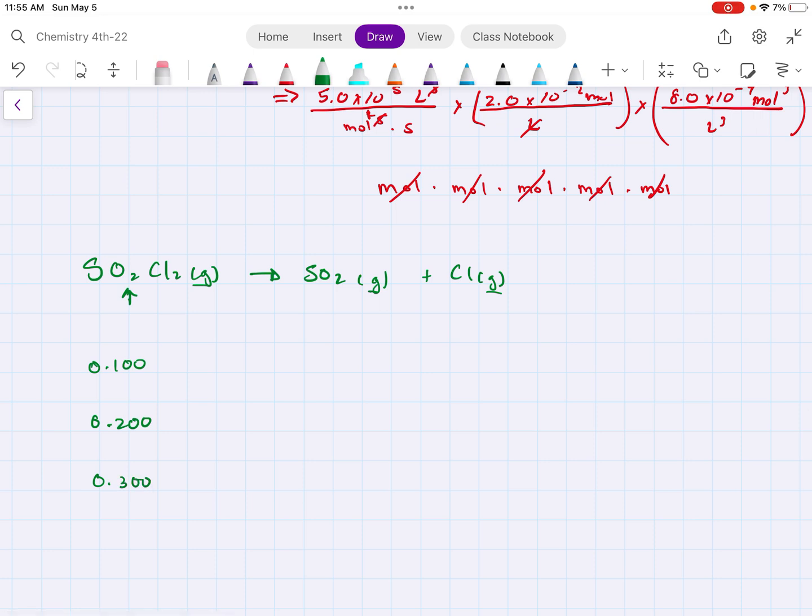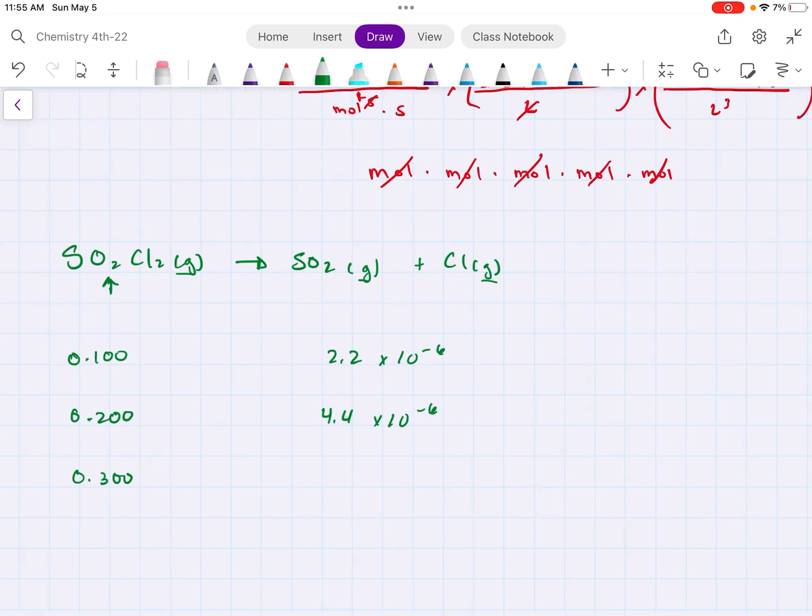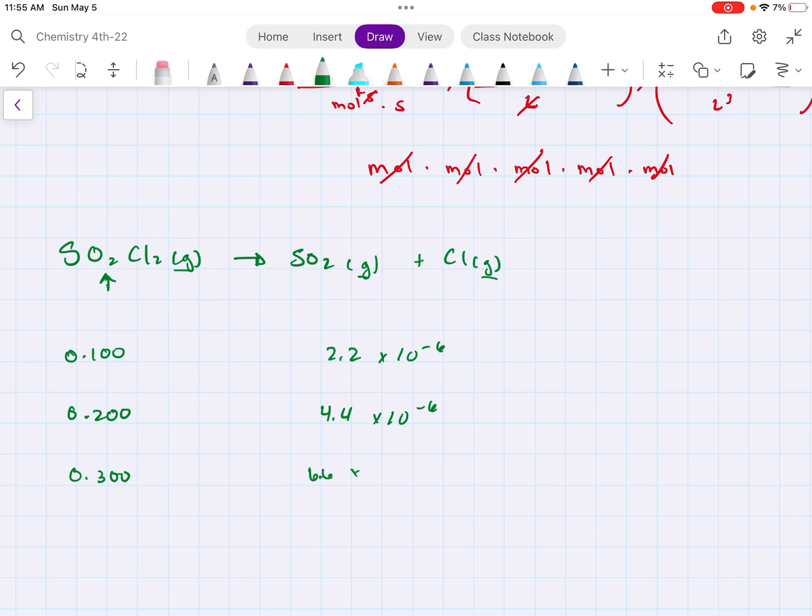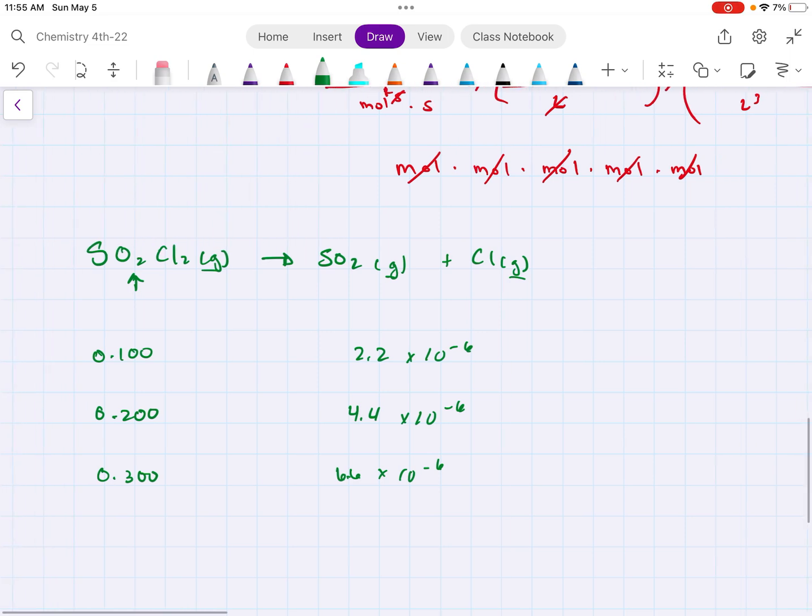Now, the reaction rate that we're seeing here is going to be 2.2 times 10 to the negative 6. We're going to have 4.4 times 10 to the negative 6. And then we're going to have 6.6 times 10 to the negative 6. Okay. Here also is going to be moles per liter seconds because it's a rate. Okay. So let's take a look.